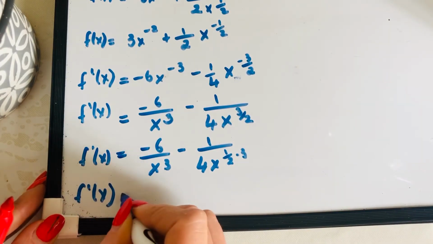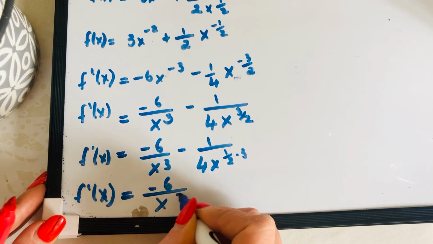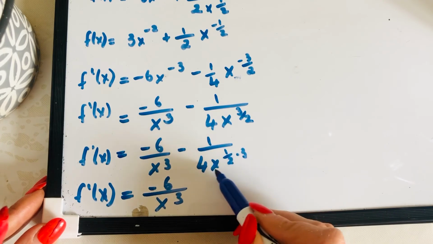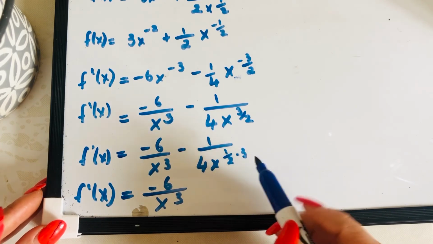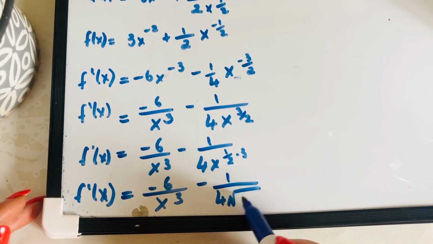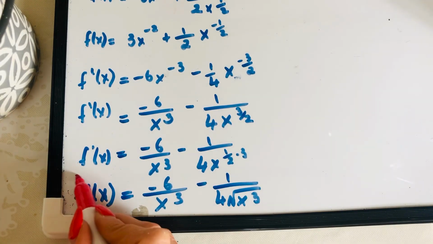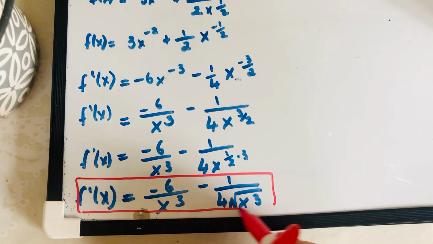So we're nearly done. -6 over x cubed. Now this here goes to the root of x, and then we put the cube inside with the x. So -1/4 square root of x cubed, and we're done. Quite a lot of steps, that one.